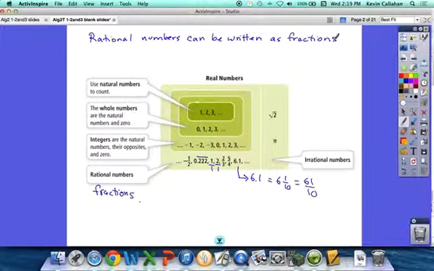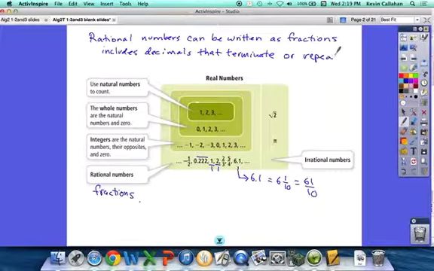Right? And that includes decimals that terminate, like 6.1, or repeat, like 0.2 repeating. Okay. That's rational numbers. So what does that leave for irrational numbers?